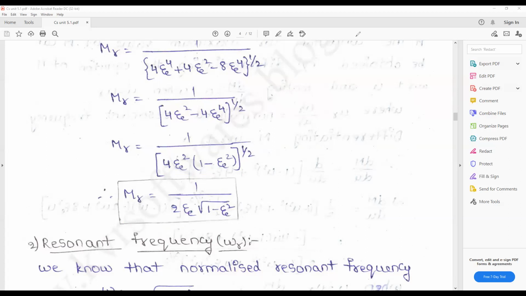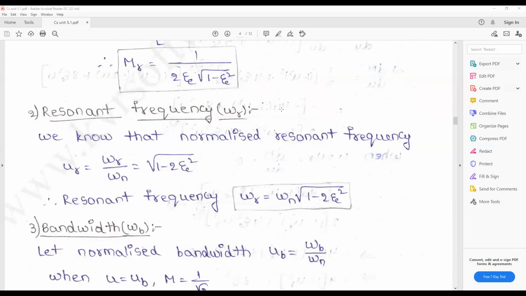Okay, and the next derivation, resonant frequency. What is the definition of the resonant frequency? The resonant frequency means the frequency at which the resonant peak occurs.